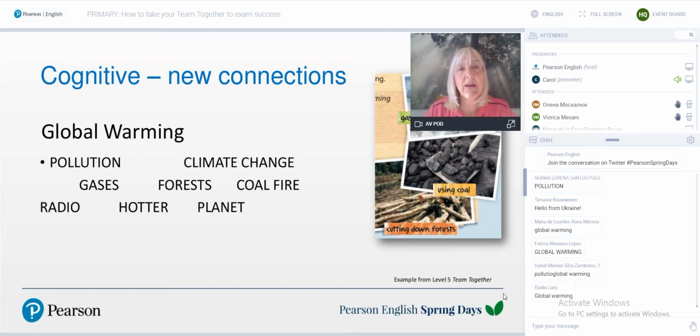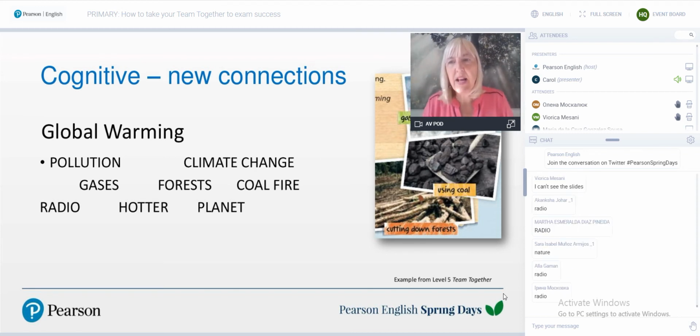So the words I put on the screen are pollution, climate change, gases, forests, coal fire, radio, hotter, planet. Which of those words is a wrong word? It doesn't fit in the group. In the chat, if you want to type the word, then do so. If not, just say it in your head and see if you're right. I don't think it's very hard.